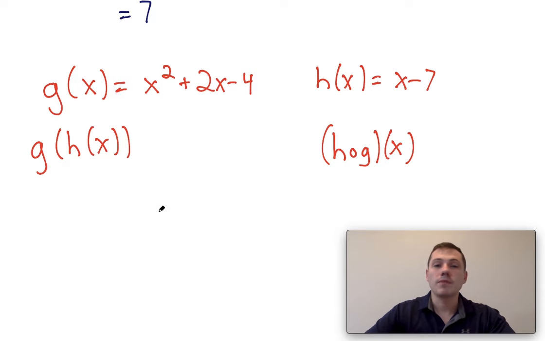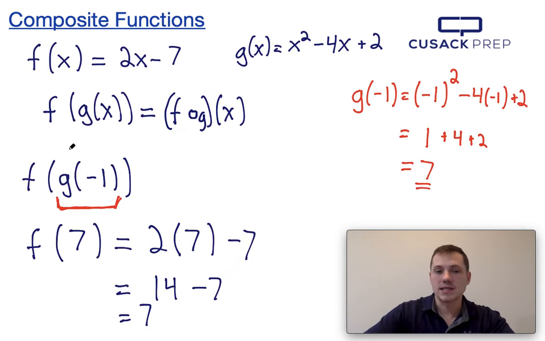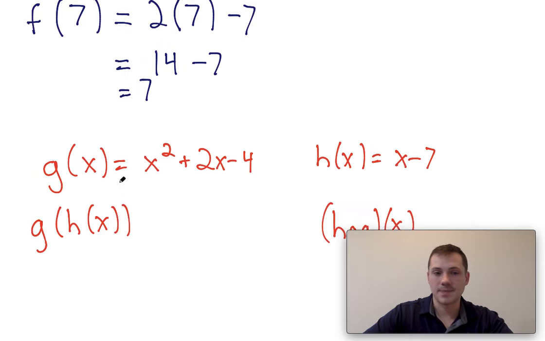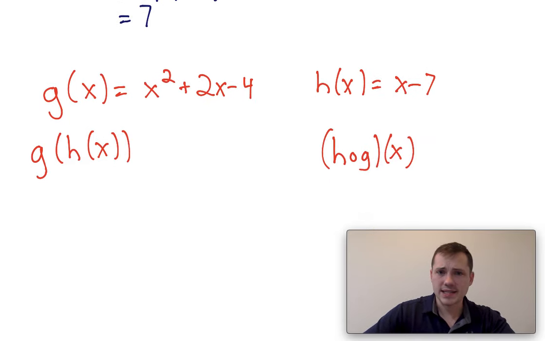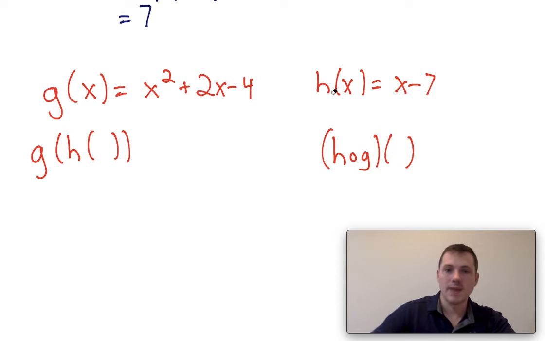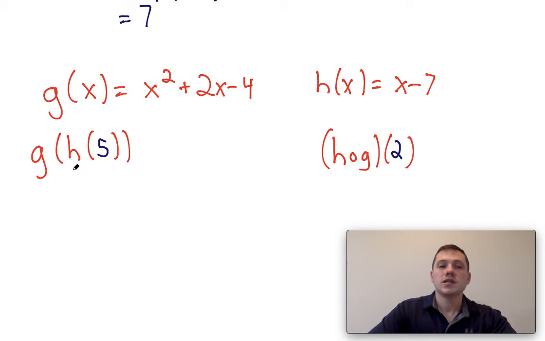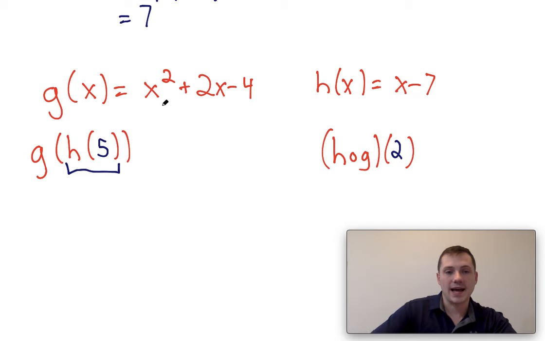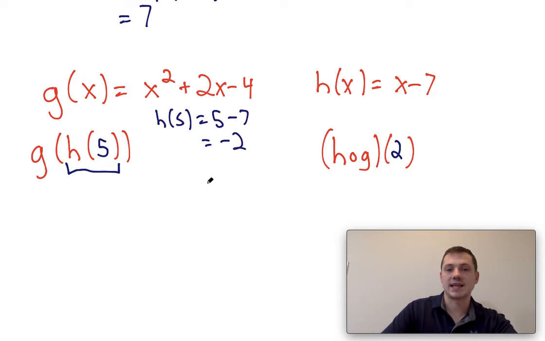So remembering what we discussed up here is we first work from the inside. So instead of x, before we get to that example, I'm going to put numbers in both of these. So I'm going to say we're going to evaluate g of h of 5, and let's do h of g of 2. So starting with this one, I first need to evaluate the inside part. Well, h of 5, that's just x minus 7, so since x is 5 here, 5 minus 7 is -2.